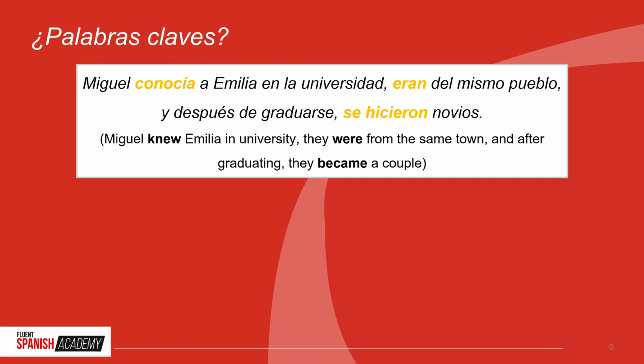Alternatively, you might want to give the impression that it wasn't just that one time that they met, but they knew each other for a long period of time. And in that case, you might choose to use conocía, the imperfect, to give the impression that Miguel knew Emilia in university for all the time, the many years that they were there.